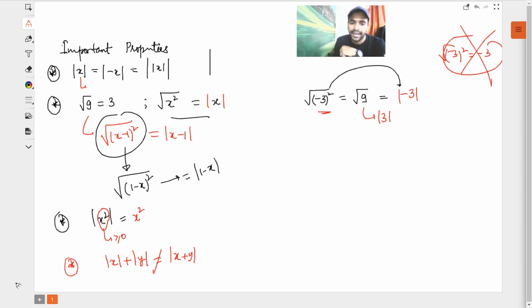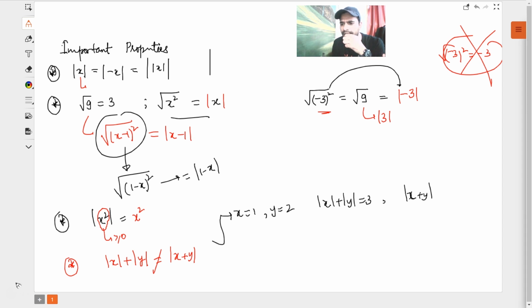I'll tell you why. If I'm taking x as 1, let's say, and y as 2, what I'm getting, mod of x plus mod of y is what, guys? 3, isn't it? And what is mod of x plus y? Is it 3? Okay, let me take you to another case. If I'm writing x as -1 and y as 2.